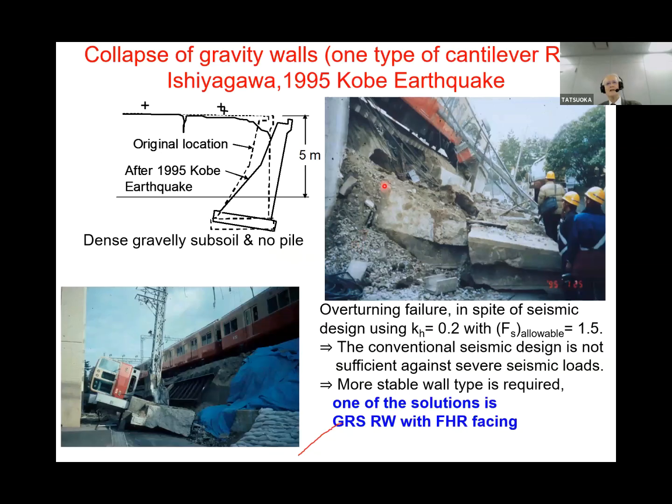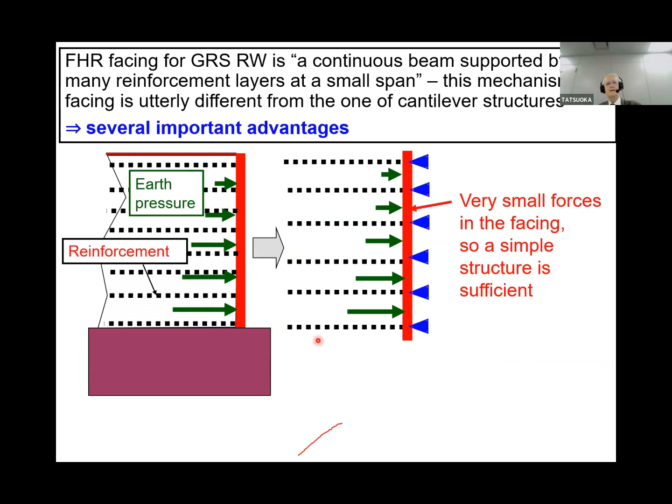This is a collapse of a gravity type wall, one type of cantilever wall, during the 1995 Kobe earthquake. So we can see the overturning failure. On the other hand, full height rigid facing for a GRS retaining wall is a continuous beam supported by many reinforcement layers. So at the small span, 30 centimeters, this mechanism of facing is utterly different from that of the cantilever structures. So we can expect several important advantages.